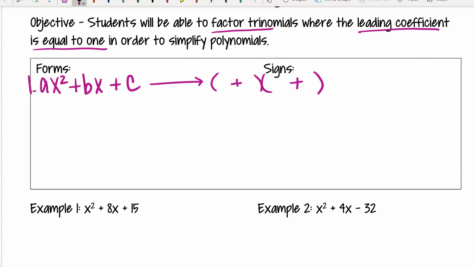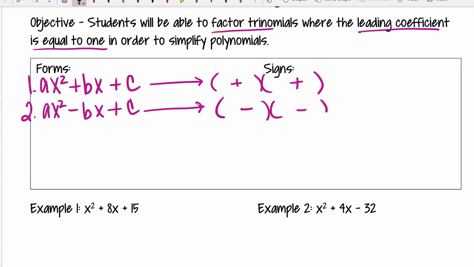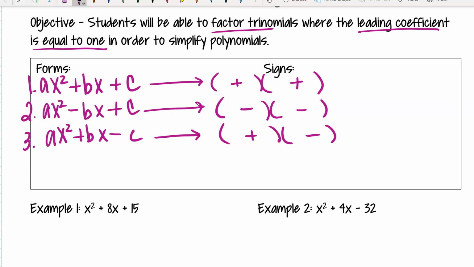The second form that we usually have is ax squared minus bx plus c. And what this gives us is 2 subtractions, so 2 binomials where we have subtraction. And then we have our third and fourth ones. They're very similar. So ax squared plus bx minus c. When we have this, we have a plus and minus.